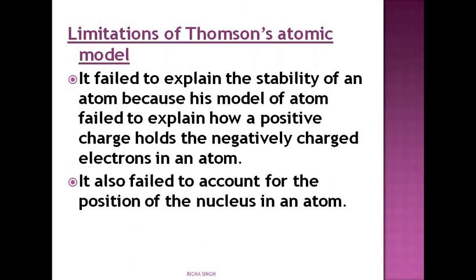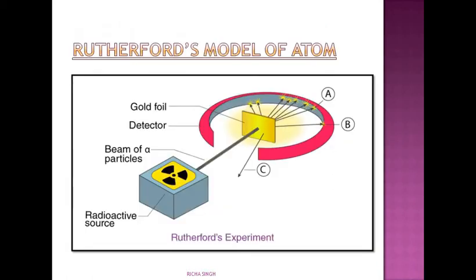But this model failed in various aspects because it could not explain the stability of atom, how positive charge is holding the negative charge, how they both are being contained in a sphere, and it also has no statement for the position of nucleus. Whether the nucleus is present or not, he couldn't tell us that. Therefore, this model subsided and it failed. Next is the Rutherford model.